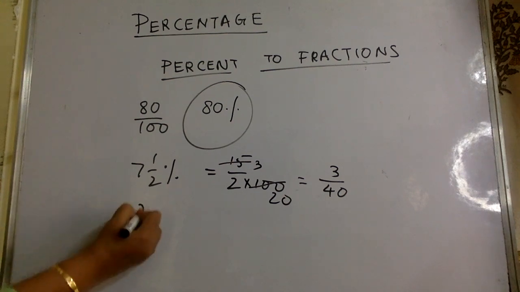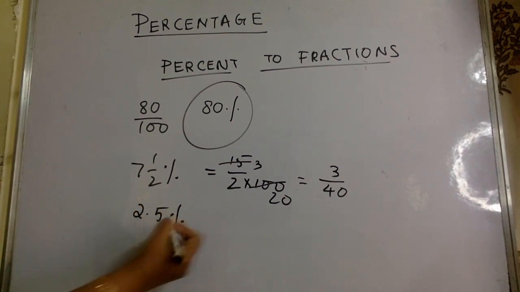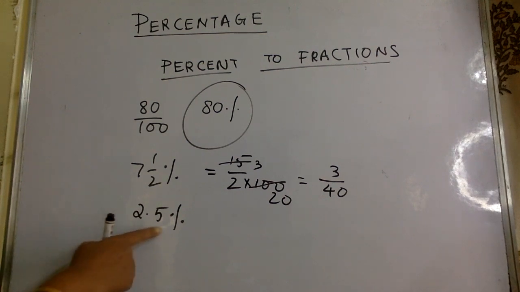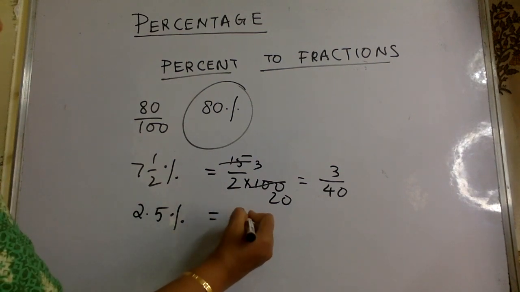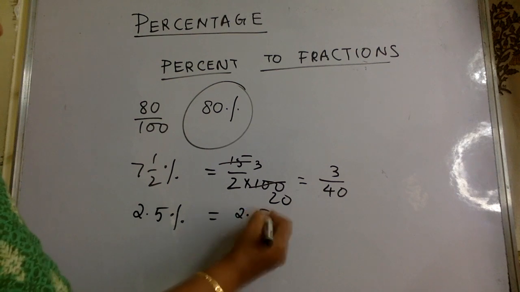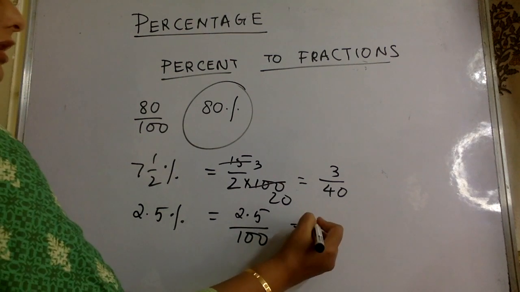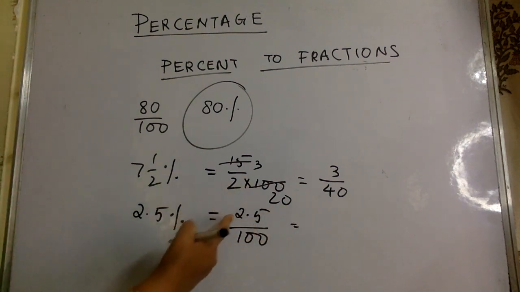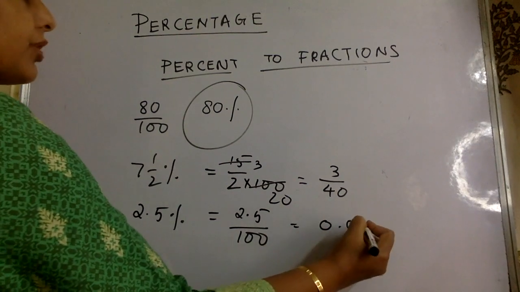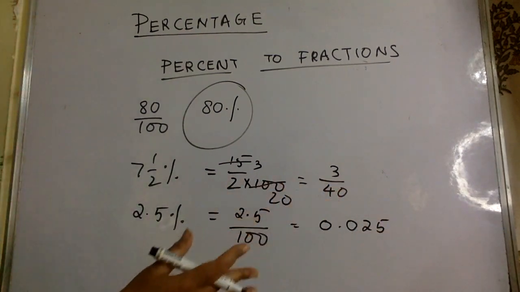Supposing I get a decimal percentage, you can get that also, like 2.5%. What does this mean? This means out of 100 you have got 2.5. So here 2.5 by 100. Now you want to convert it to a fraction. They can tell you to get it in decimal fraction only. If they want a decimal fraction, then you shift the point 2 places to the left, 0.025. Okay, that is one thing.